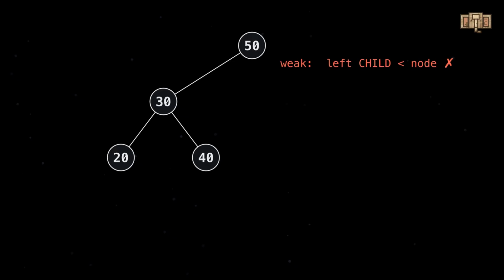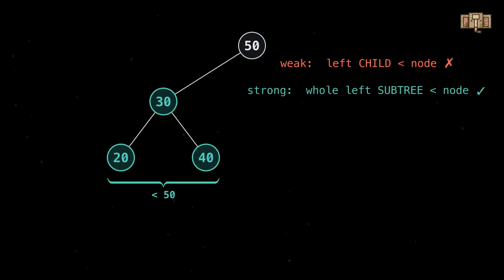It is not just that the left child is smaller than the node. It is that the entire left subtree, every node inside it, stays smaller, and the entire right subtree stays bigger at every node all the way down. That stronger version is what makes the magic work.